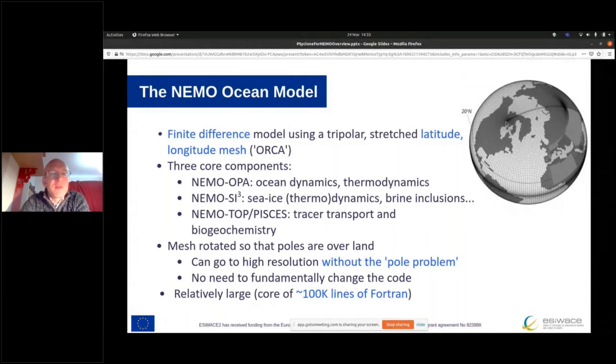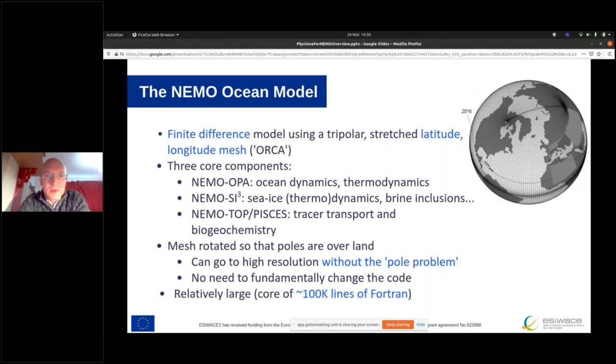NEMO itself consists of three core components. There's the ocean dynamics and the thermodynamics. There's the sea ice model, SI3, that does the sea ice. It's quite a computationally expensive part of the model, but obviously you only have sea ice at the poles, so there's a load balance problem there as well. And then there are other components that deal with tracer transport, so biogeochemical models, that kind of thing.